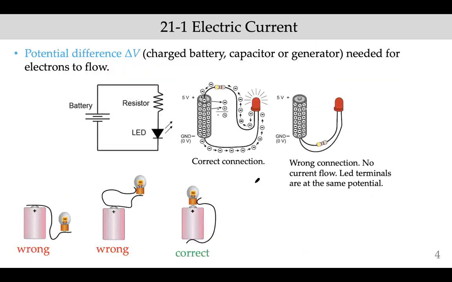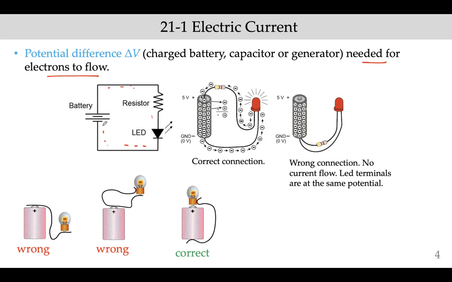So potential difference, delta V, can be created by a charged battery, capacitor, or generator. That potential difference is needed for electrons to flow. If there's no potential difference, no battery, you will have electrons in the wire, but they will not move.